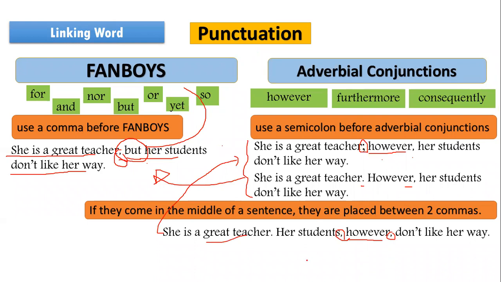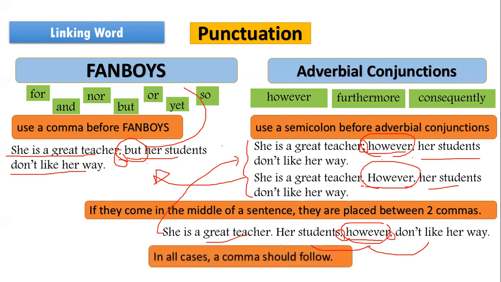Okay, in a nutshell, ya shabab, in conclusion, let's say in simplified form of explanation, I can say that the word however here is in the middle of the sentence, after the subject and before the verb. But here, it's before the subject and the verb. Since it comes before the subject and the verb, or let's say in the beginning of the sentence, we use semicolon or full stop. If it comes in the middle of the sentence, we use two commas to surround it. In all cases, a comma should follow. Let's practice more to understand deeper.